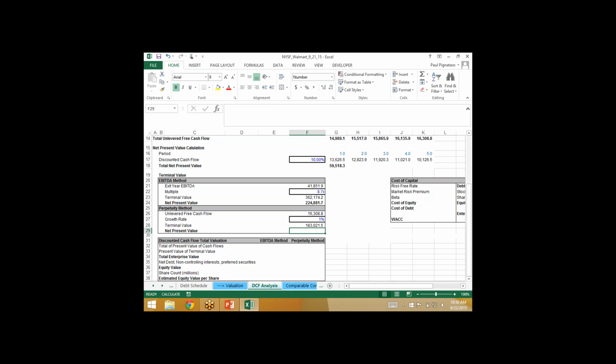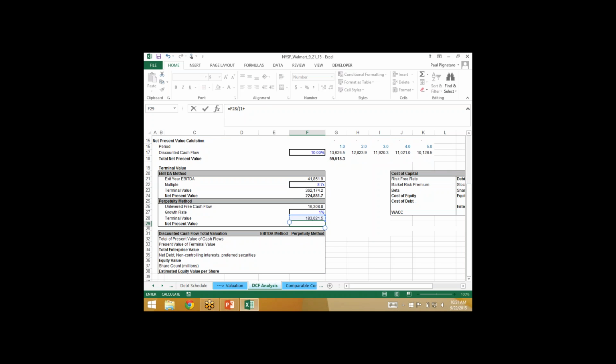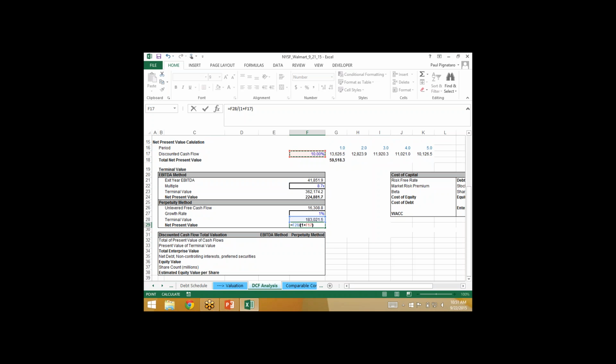And that you want to discount back. You guys get that formula? Okay. By taking the terminal value divided by 1 plus the discount rate, to the number of years. Discount that back.